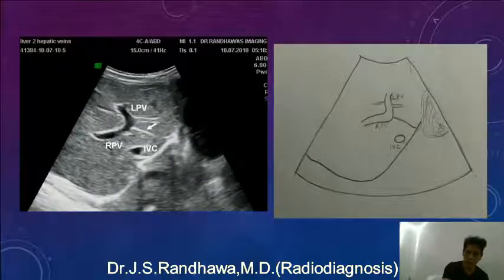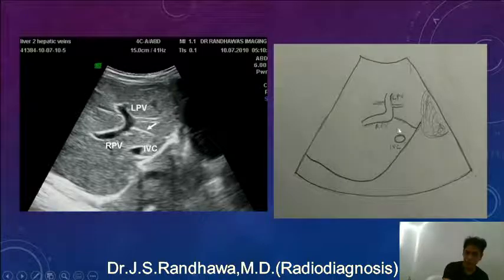Now see this section. Here you can make out the left branch of the portal vein, this is the right branch of the portal vein. At the junction of the right and the left we have this fissure, which is the fissure for ligamentum venosum. Above this fissure we have the left lobe, and beneath it, with the IVC also there, this is the caudate lobe.